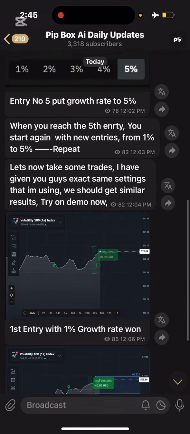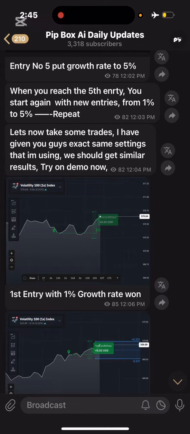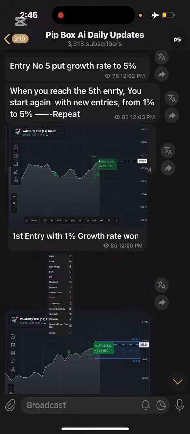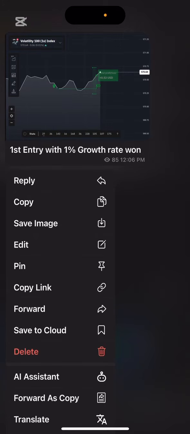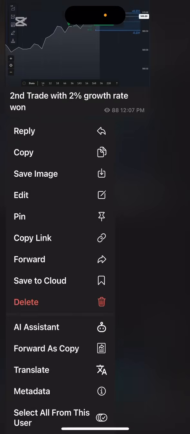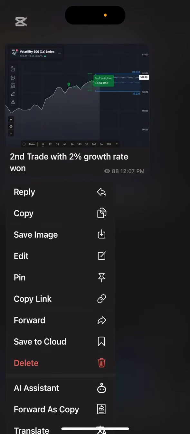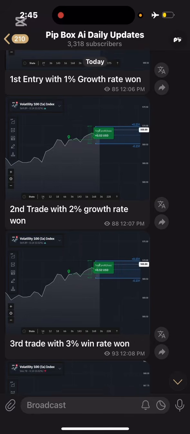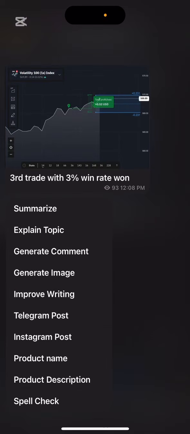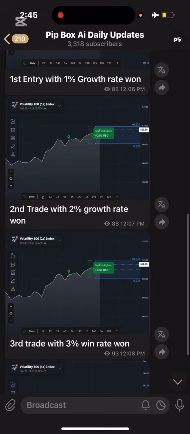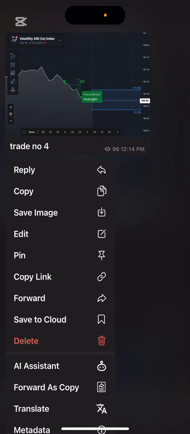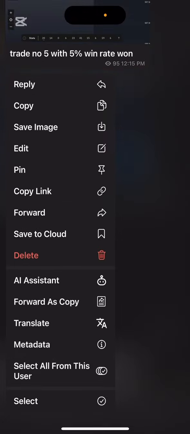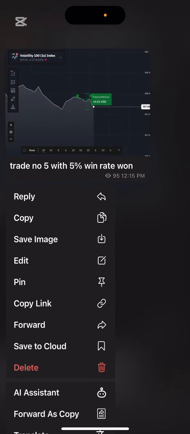Okay, now while demonstrating this strategy on my Telegram channel, I went ahead and took some trades. My first entry with a growth rate of 1% hit take profit. My second trade with a growth rate of 2% also hit take profit. My third trade with a growth rate of 3% hit take profit. My fourth trade with a 4% growth rate hit take profit. And then my fifth trade with a growth rate of 5% also hit take profit.